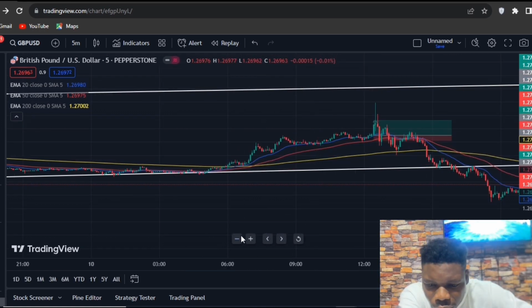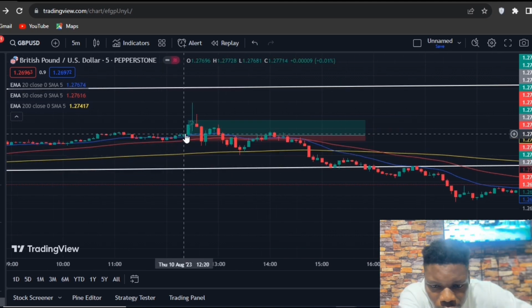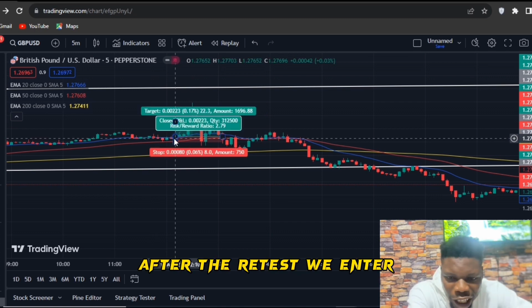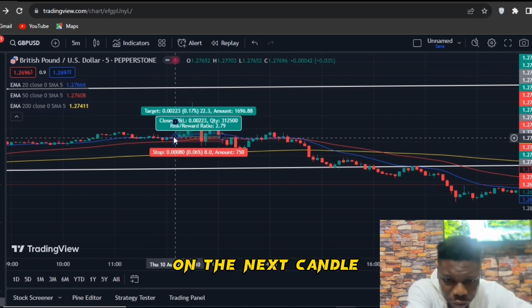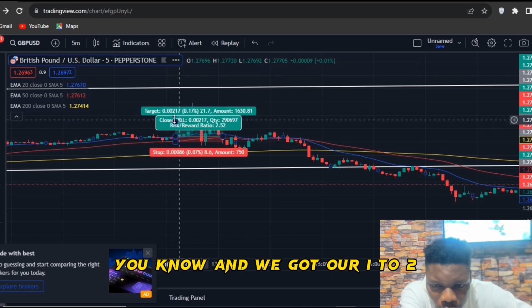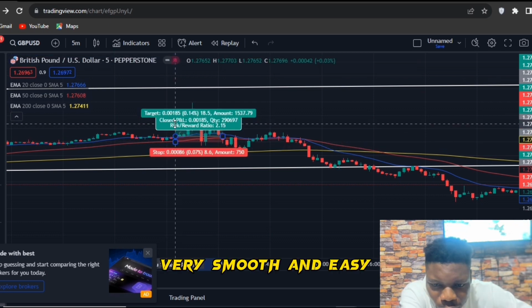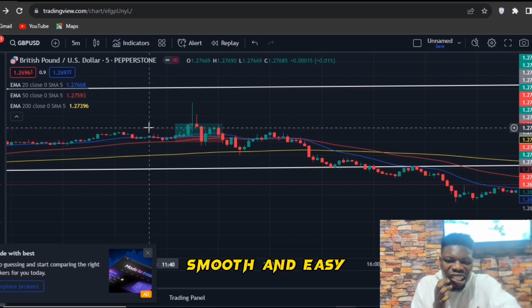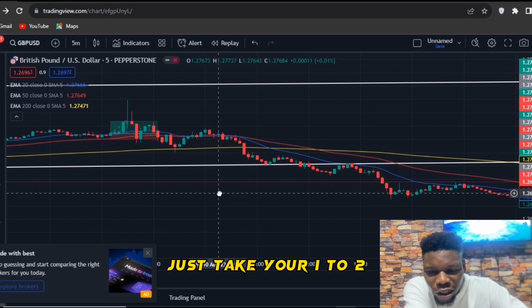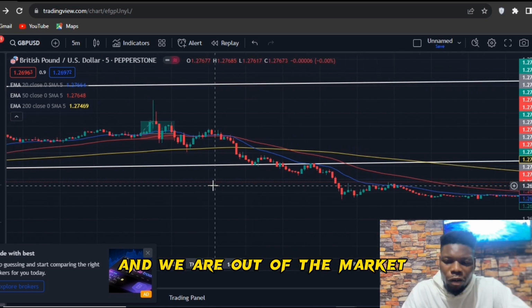So let me zoom it for us to see. The retest here, we got in around here. After the retest, you enter on the next candle, which is this one, and we got our 1 to 2. Very smooth and easy, before the price reversed back. So guys, don't be greedy, just take your 1 to 2 and be out of the market.